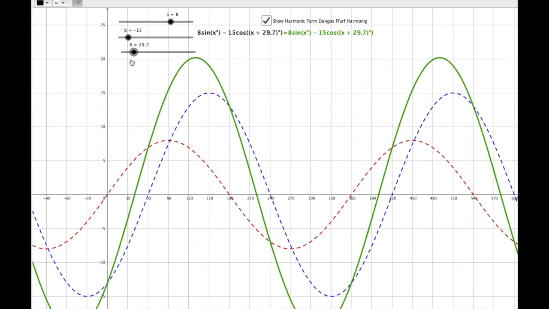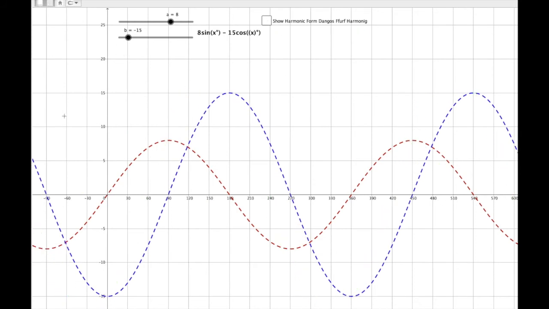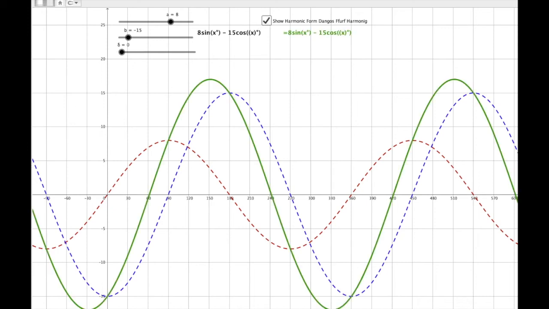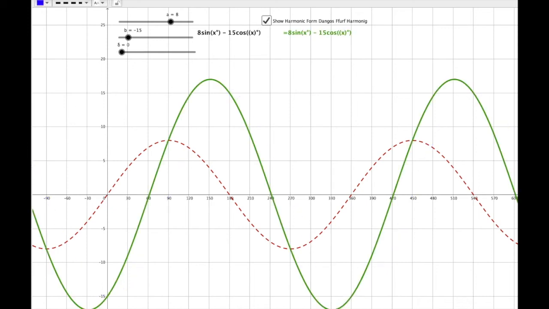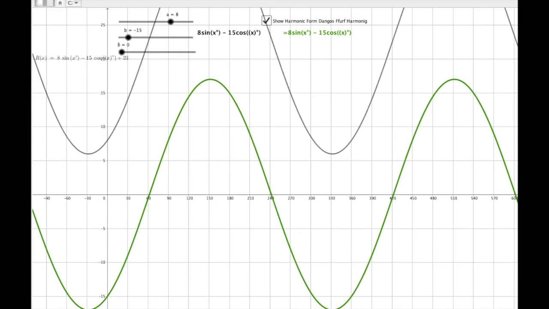Go back again. There we are. Okay, so now we'll have a look at part C. For this, if we show the harmonic form, we can remove the original curves now, and if we move that up by 23, then it looks like this. We can see that that's gone from minus 15 to plus 8, so it's gone up 23.